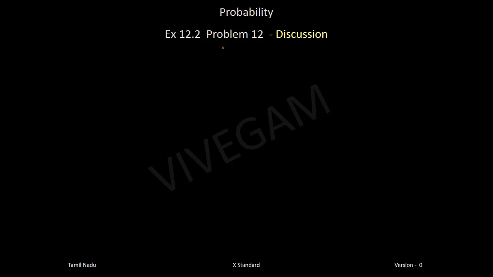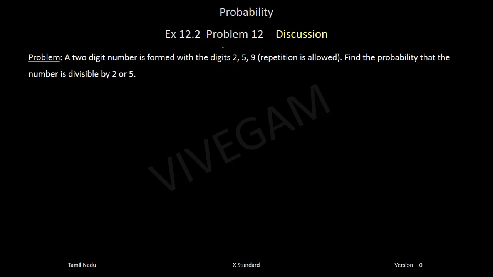Exercise 12.2, Problem 12, Discussion. A two-digit number is formed with digits 2, 5, 9. Repetition is allowed. Find the probability that the number is divisible by 2 or 5. Again, the key point is "or". Okay? So, what are they saying?